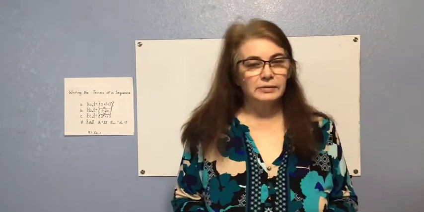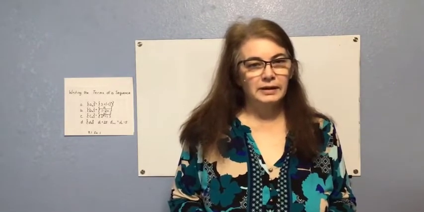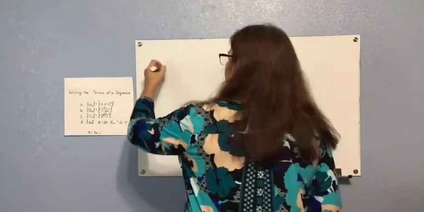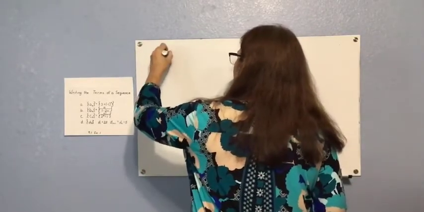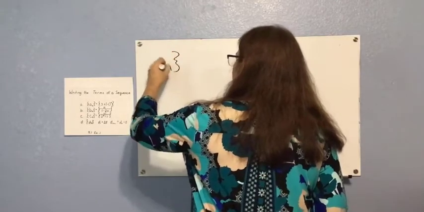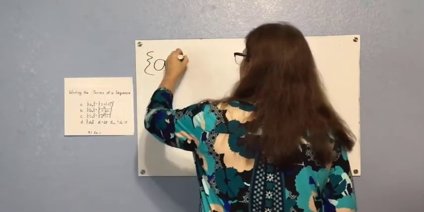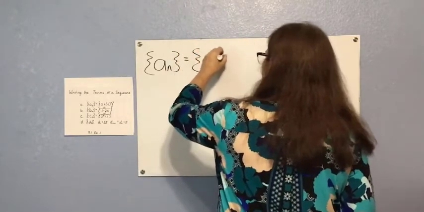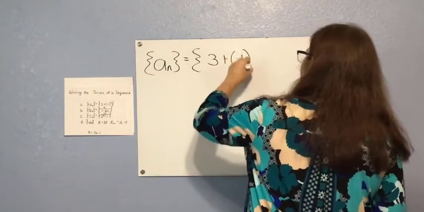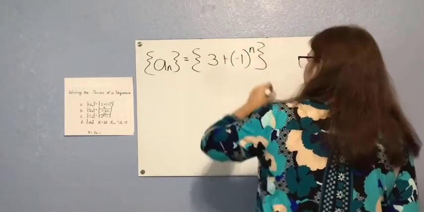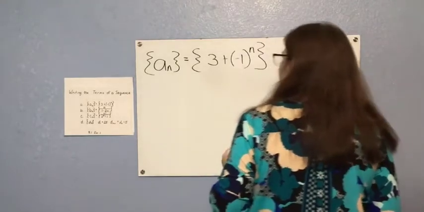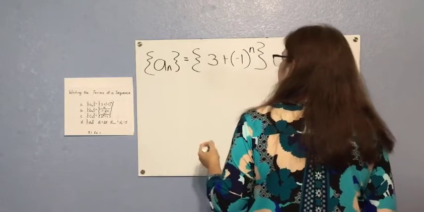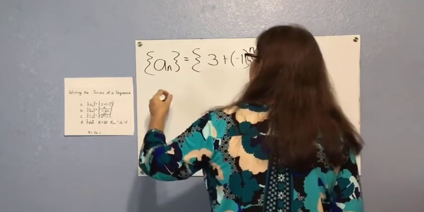To begin our study of sequences, let's write the elements of a sequence. If I have a sequence a sub n, and the definition is 3 plus -1 to the n power, I can write the terms of the sequence like this. N is going to start with 1 and go up by integers.